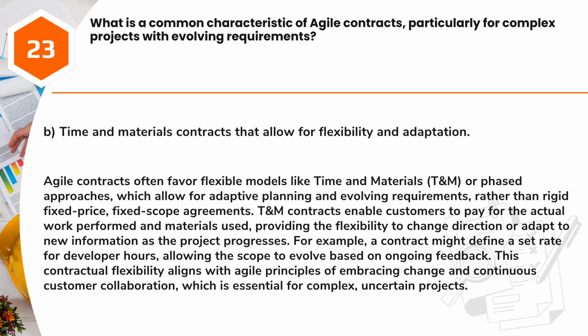Answer: B. Time and materials contracts that allow for flexibility and adaptation. Agile contracts often favor flexible models like time and materials, T&M, or phased approaches, which allow for adaptive planning and evolving requirements, rather than rigid fixed price, fixed scope agreements. T&M contracts enable customers to pay for the actual work performed and materials used, providing the flexibility to change direction or adapt to new information as the project progresses.